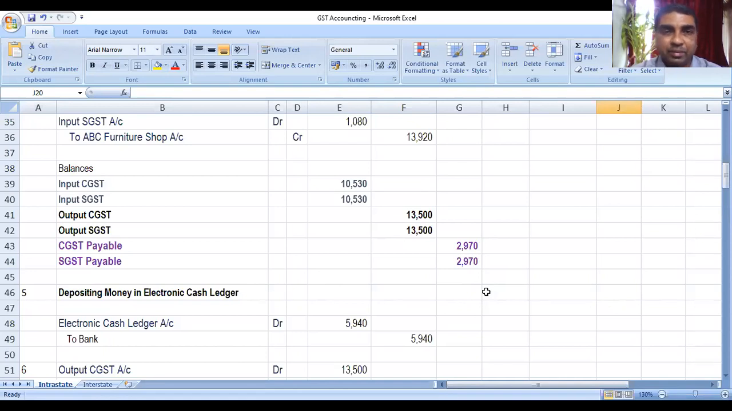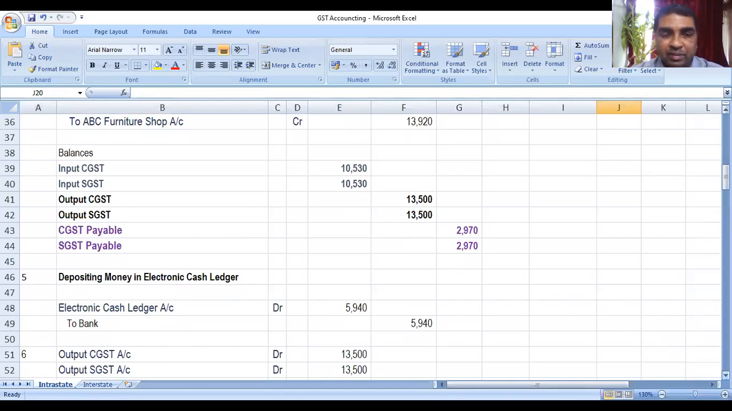Can anyone tell me? Through electronic cash ledger. Yes, through electronic cash ledger. For that, we should have sufficient money in that wallet, so money has to be transported to that wallet. Okay. I had shown you earlier how the electronic credit ledger or electronic cash ledger looks.